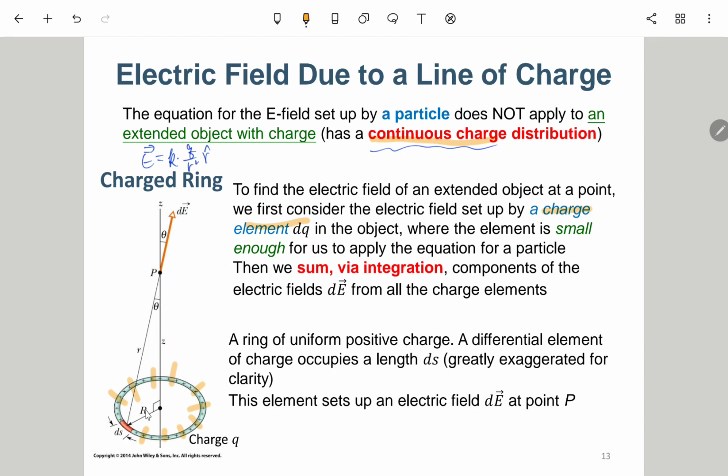Okay, and then we can apply this equation for this small element. So we can find dE for this small element, and dE for the next one, and so on and so forth. Of course, if there is a continuous charge distribution, when we separate it into infinitely small elements, there will be an infinitely large number of dE. So we add all these dE together, it will be an integral, an integration.